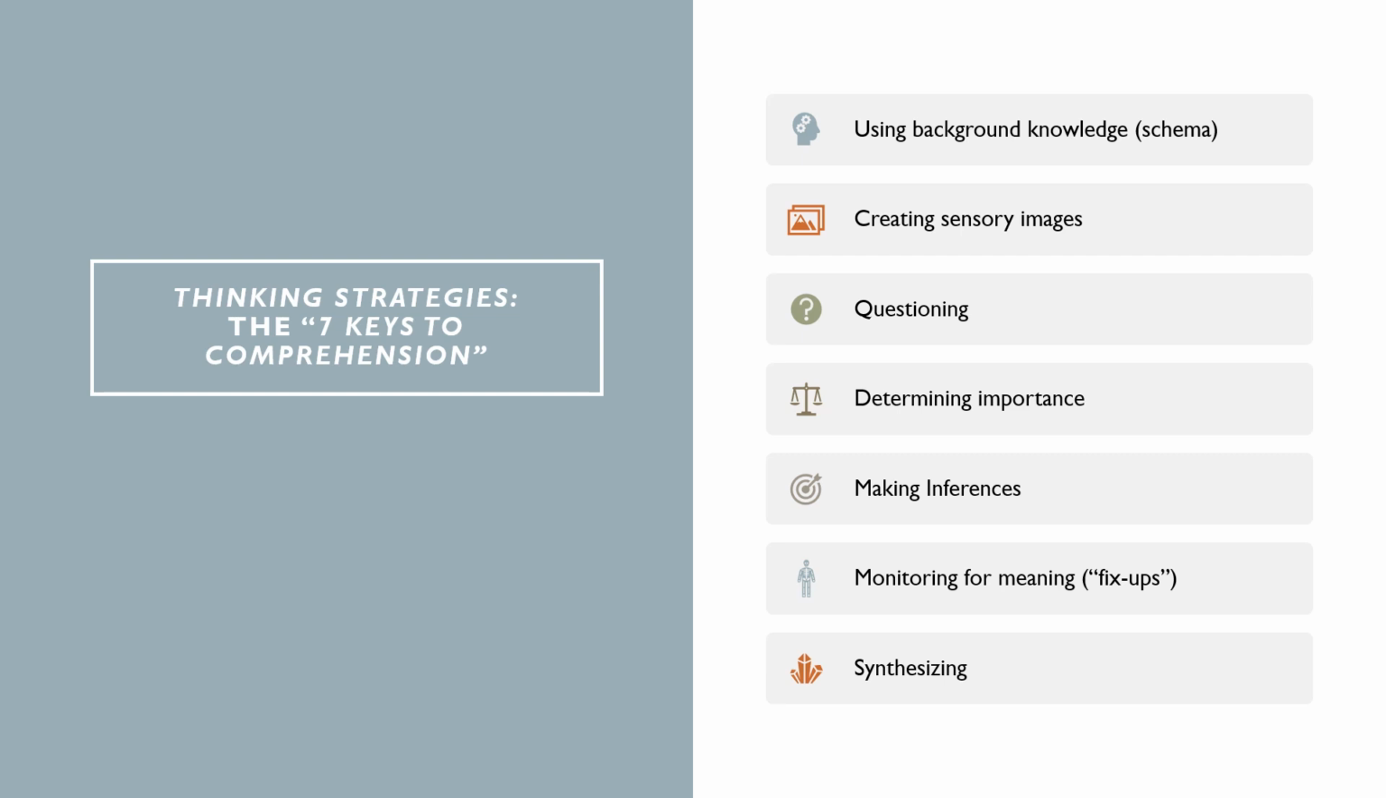Based on research by Susan Zimmerman and Chris Hutchins, these thinking strategies have been identified as the 7 keys to comprehension. They are using background knowledge, creating sensory images, questioning, determining importance, making inferences, monitoring for meaning, and synthesizing. These are the same as the ones listed in our reading standard.